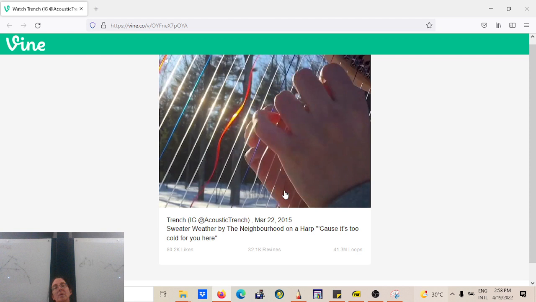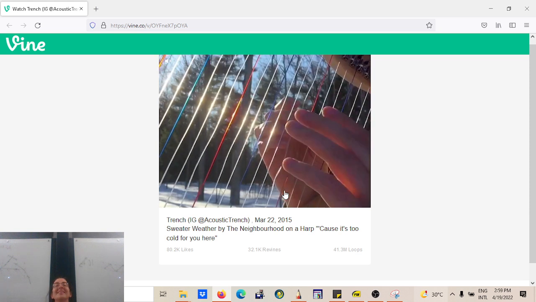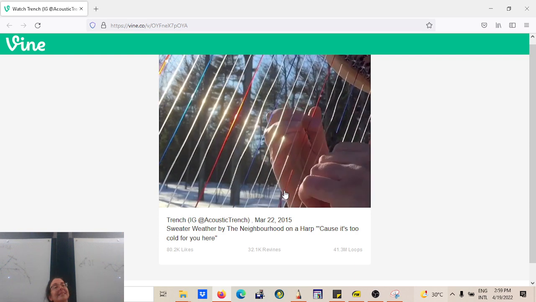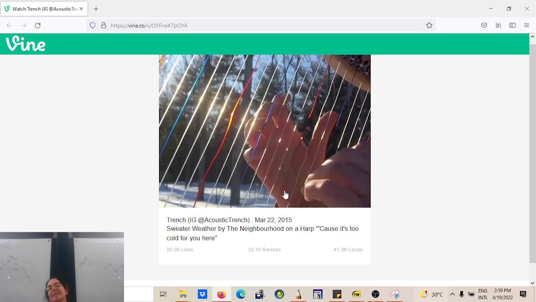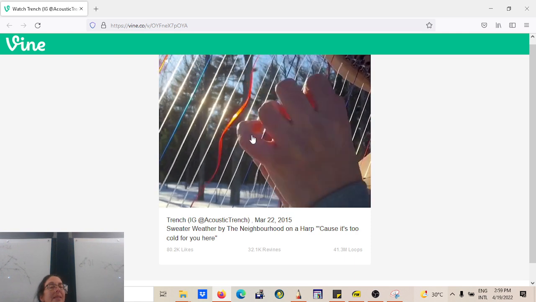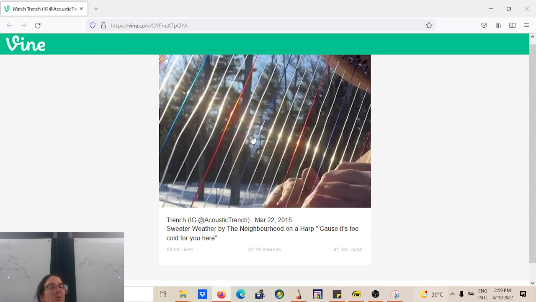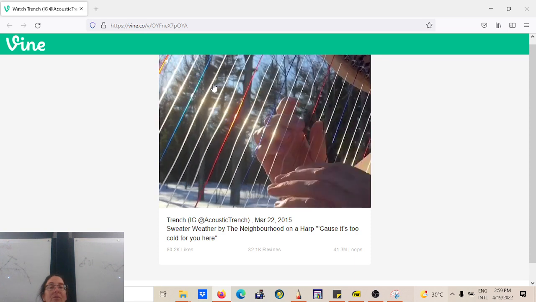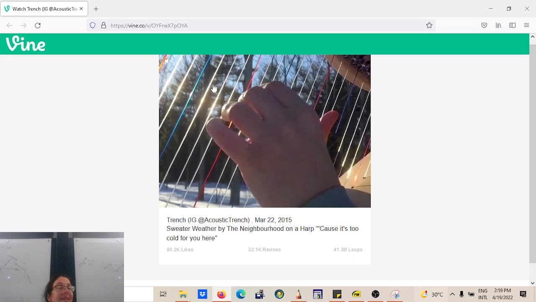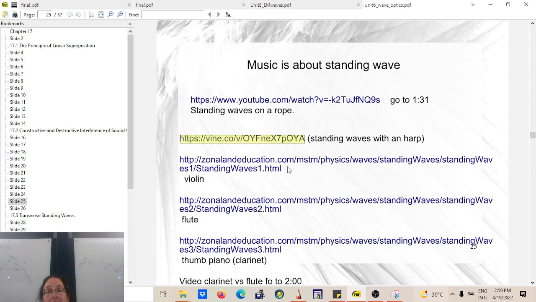No, we don't care about the music. We want to look at the standing wave. Do you see the standing waves? Yeah. That's how you make music, right? You see that? Standing waves, that has to do with resonance, okay? So it's going to vibrate at a given frequency and it's going to make standing waves. And let me show you a violin.